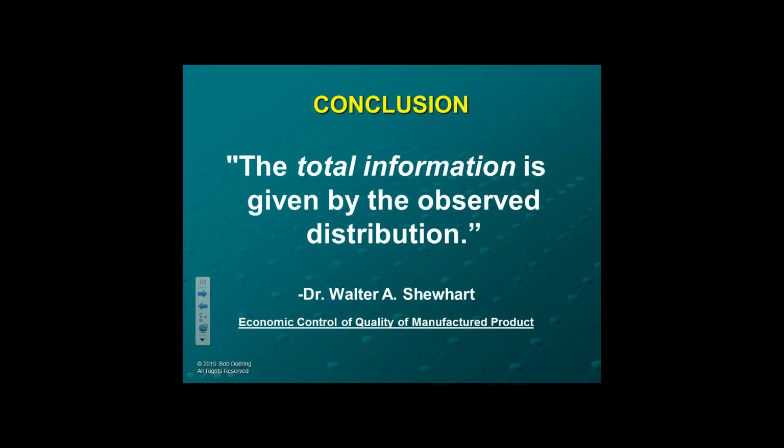So in conclusion, we'll throw Dr. Walter Shewhart out there one more time. The total information is given by the observed distribution. And in this case, the observed distribution is the continuous uniform distribution, not normal. It needs to be handled in its own way.